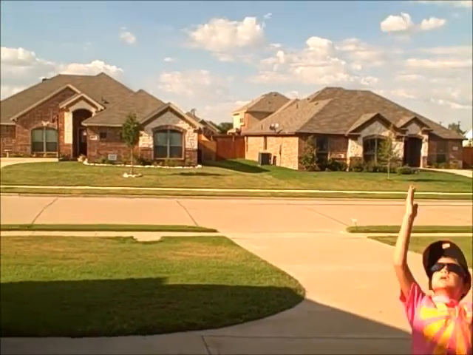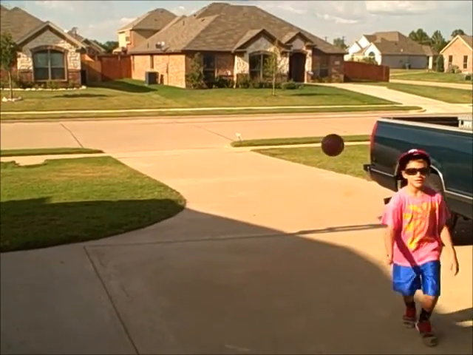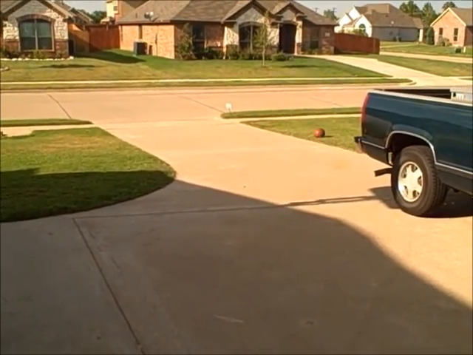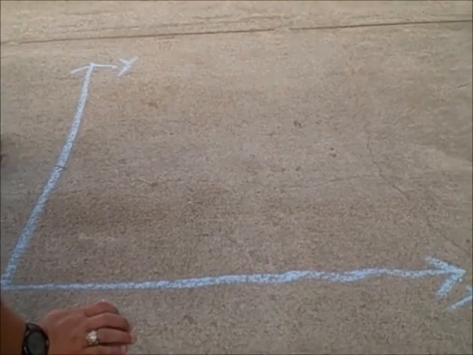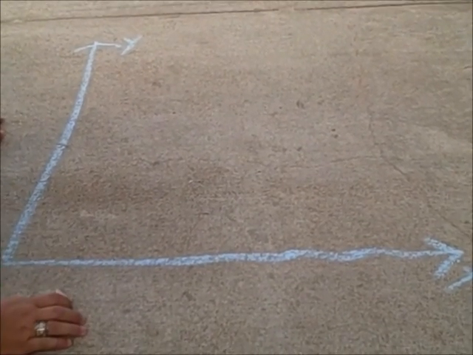All right, we're going to watch the basketball as it bounces. You can see all those tiny little bounces, and then it begins to roll, and then it hits the yard. So let's go ahead and graph that. Now we're going to graph what we just saw with the basketball.